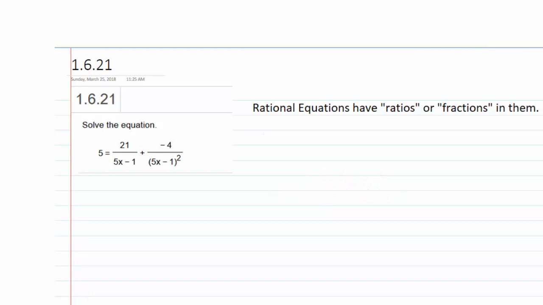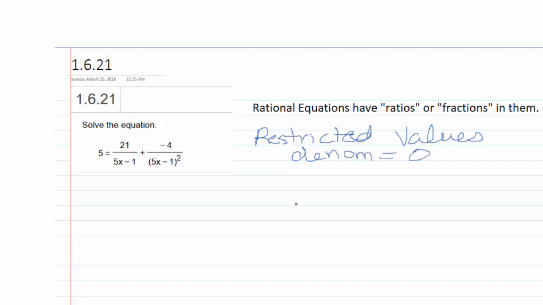So let's get started. First, let's find the restricted values. Restricted values are values that make the denominator 0. We're not allowed to have 0 in the denominator because that causes an undefined expression. So we can make sure that we don't accidentally include any extraneous solutions by setting each denominator equal to 0.